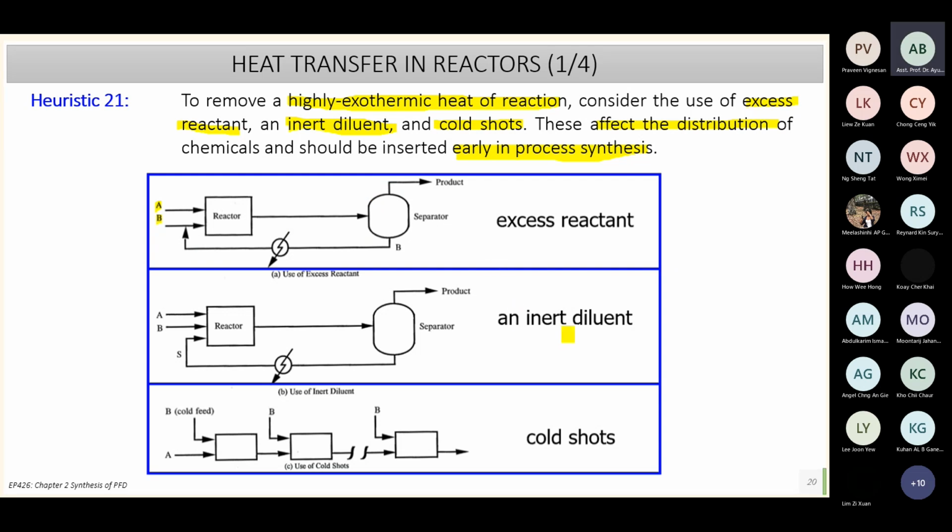For an inert diluent, in your feed you have inert, or perhaps you have inert in your reactants as impurities. Once it goes into the reactor, the reaction occurs, and it flows out from the reactor and is separated. Then the inert is recycled into the reactor. Inert diluent means it will dilute the process in order to control the exothermic reaction.